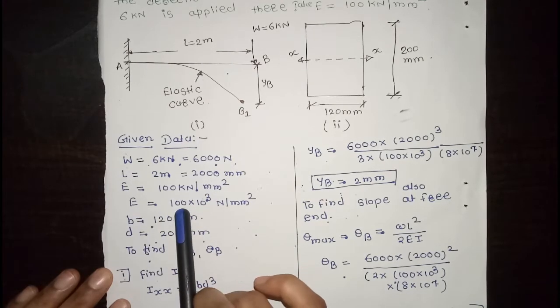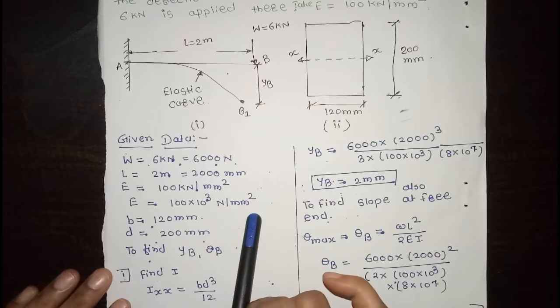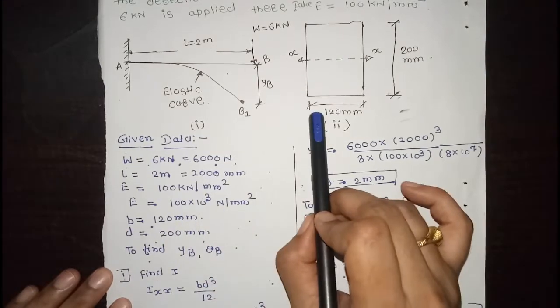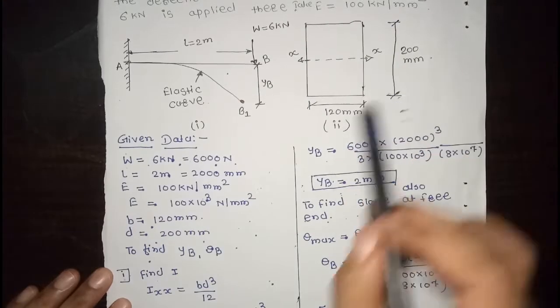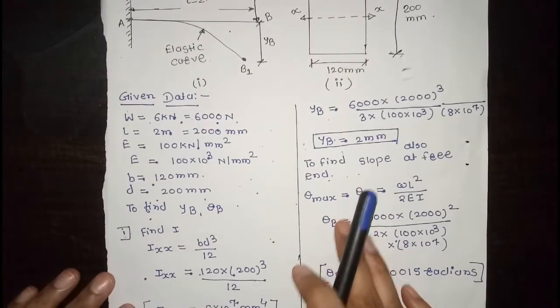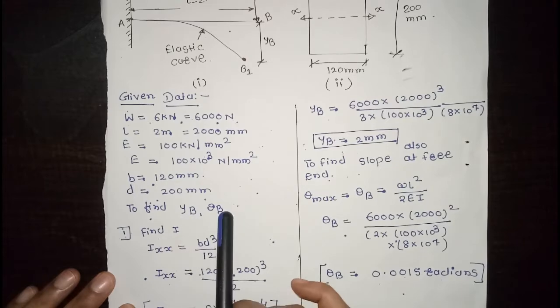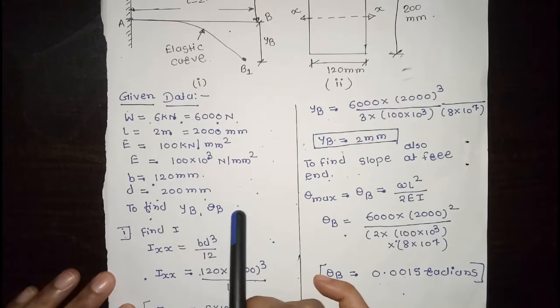So E is equal to 100 into 10 cube Newton per mm square, B is equal to 120 mm and D is equal to 200 mm. Okay, so calculate deflection and slope at the free end.